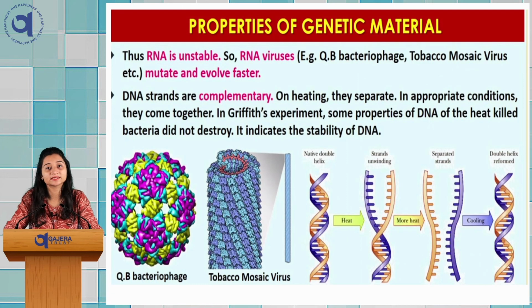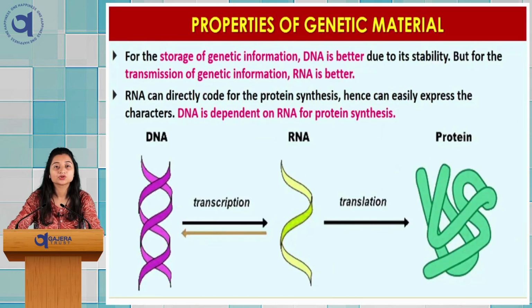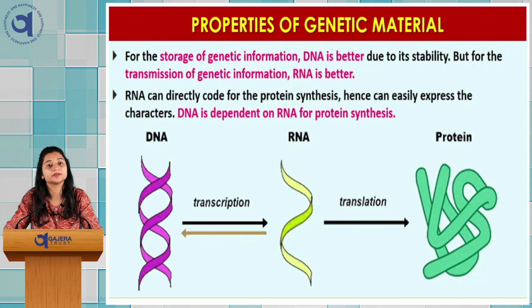In Griffith's experiment, we found some of these properties of DNA. In the case of heat-killed bacteria, the DNA was able to survive because of this property only. It is able to show stability even after the condition becomes appropriate. So the information in the DNA remains far better maintained and stable, and it is also able to get transmitted from the parent's body to the daughter's cell.